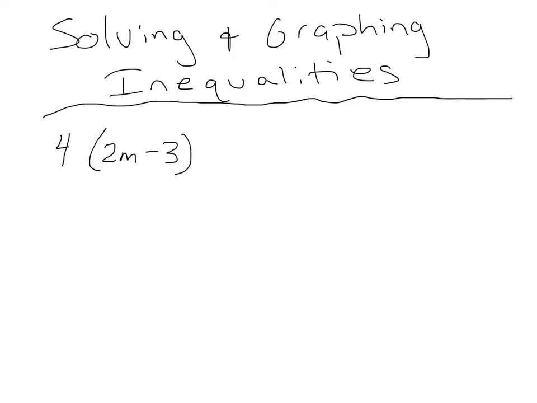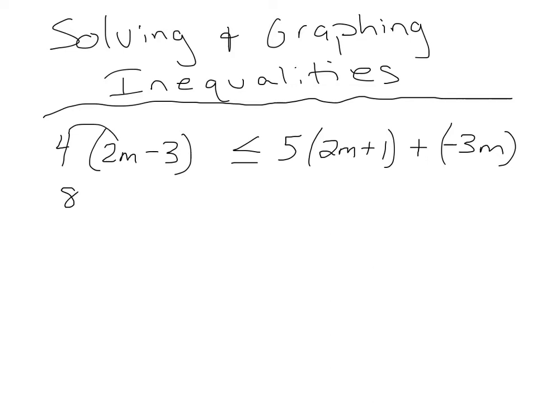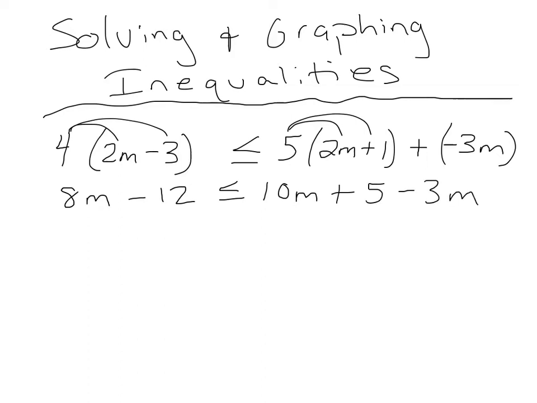If you have 4 times the difference of 2m and 3 is less than or equal to, say, something like 5 times the quantity of 2m plus 1 and negative 3m. So, not a big deal. You can just simplify both sides first by double rainbowing. 4 times 2, 8m. 4 times negative 3, negative 12. Over here you've got 10m after that, and then 5. And you still have negative 3m.